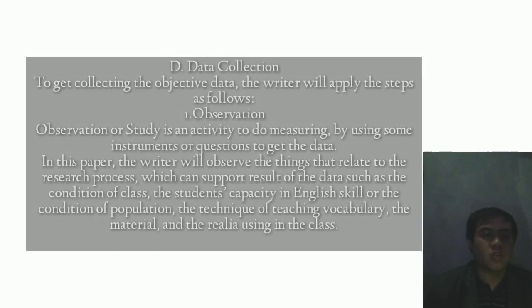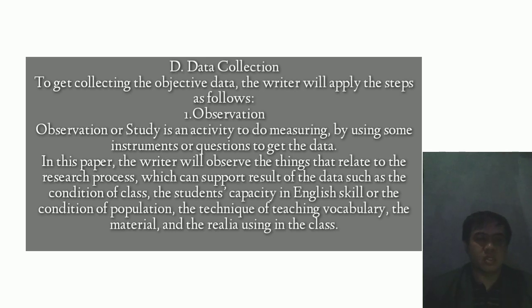Data collection. To collect the objective data, the writer will apply the following steps. Number 1 is observation. Observation or study is an activity of measuring by using some instrument or questions to get the data. In this paper, the writer will observe the things that relate to the research process, which can support the result of the data, such as the condition of the class, the student capacity in English skill, the condition of the population, the technique of teaching vocabulary, the material, and the media really used in the class.